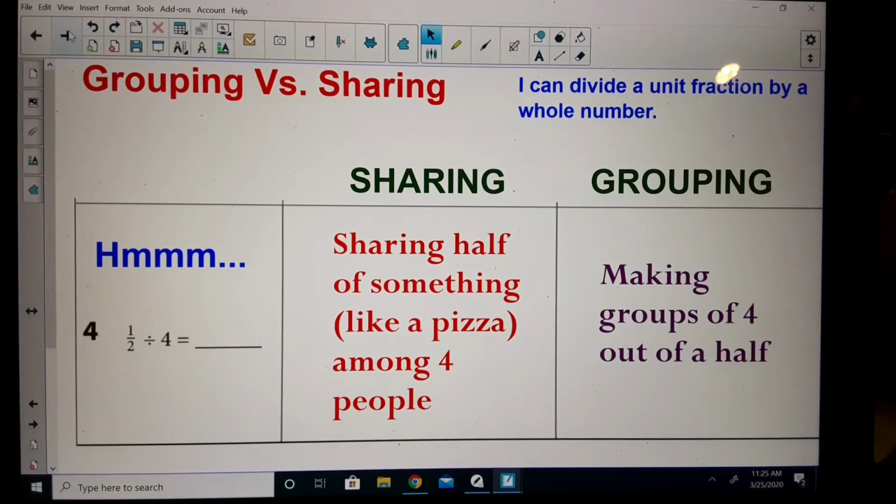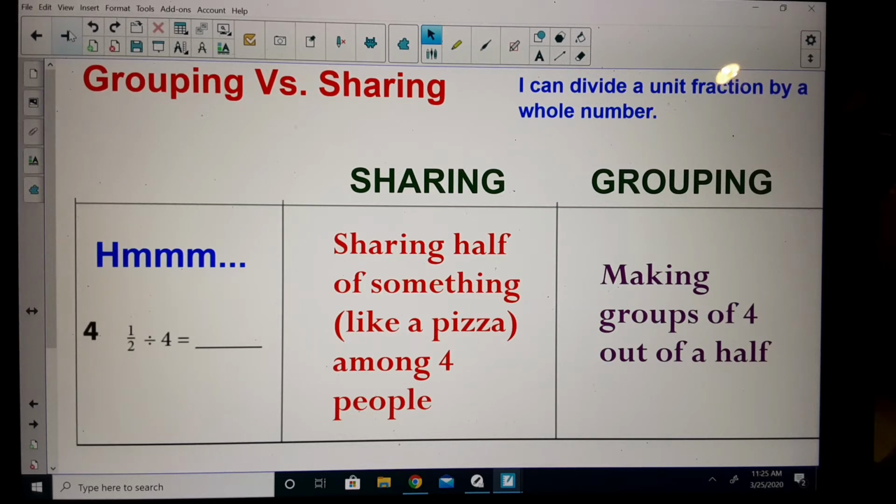What about this one? A half divided by 4. Well, imagine half of something, like a pizza, and 4 people are going to split it. Imagine you had a big party pizza, and the next day there's half of it left. Couldn't 4 people share what was left? That's pretty easy to imagine.